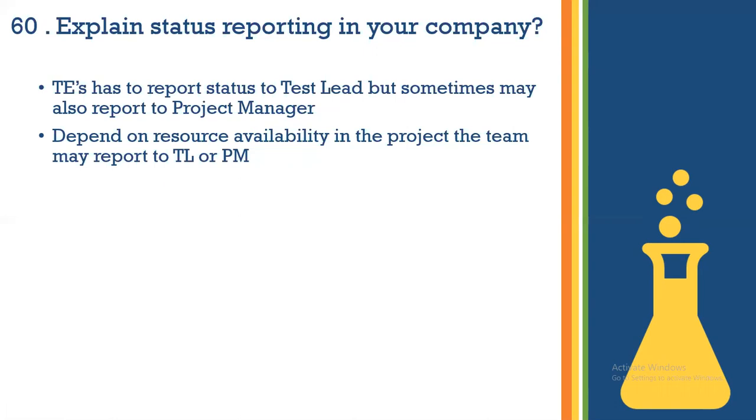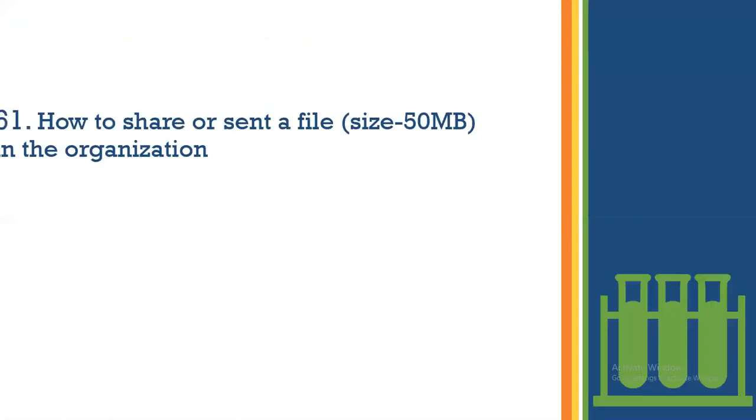Daily execution report, the daily status report. Every day before leaving the office, we have to send the daily status report. Defect summary report, test execution report, and retesting report. These types of reports are communicated to the test lead.